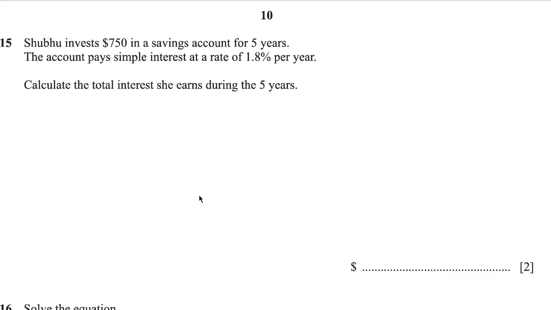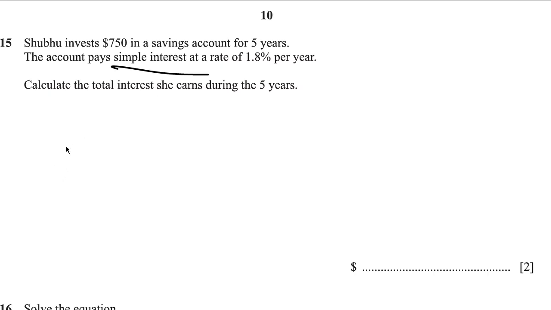Okay, question 15 says, Shivu invests $750 in a savings account for 5 years. The account pays simple interest at a rate of 1.8% per year. Calculate the total interest she earns during the 5 years. So this is simple interest.